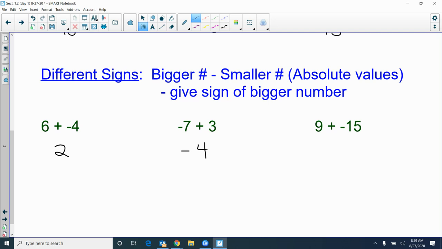-6. All right. Now here's the cheat code, and this is what we'll refer to. If you have a positive and a negative, you're always going to take the bigger number minus the smaller number. Ignore their signs. That's what absolute value means. So you take 7 minus 3 is 4. 15 minus 9 is 6. 6 minus 4 is 2. And then you get the sign of the higher number. The sign of the higher number.